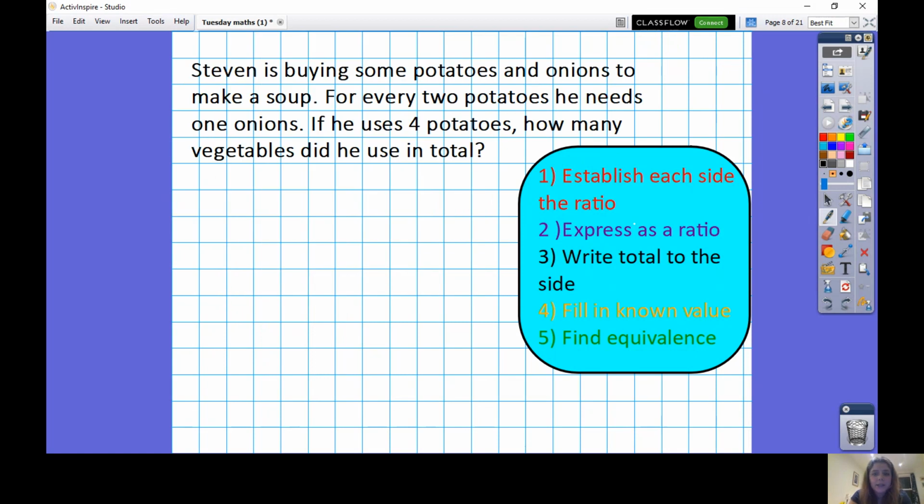Stephen is buying some potatoes and onions to make a soup. For every 2 potatoes, he needs 1 onion. If he uses 4 potatoes, how many vegetables does he use in total?